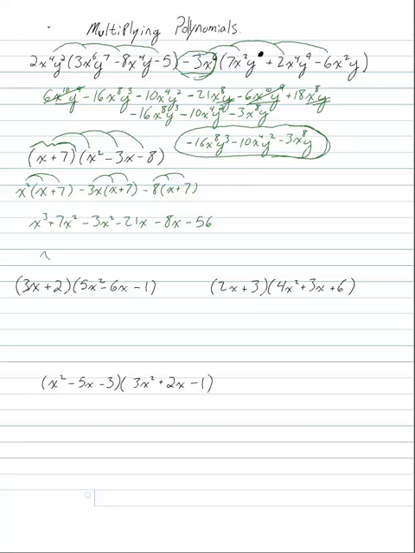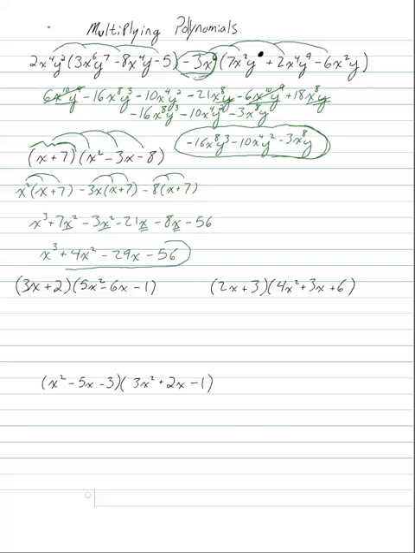X cubed, I don't have any. X squared, I have positive 7x squared minus 3x squared would be plus 4x squared. X's, I have minus 21x and minus 8x, so minus 29x. And my constant is just minus 56. Make sure I have no other like terms.